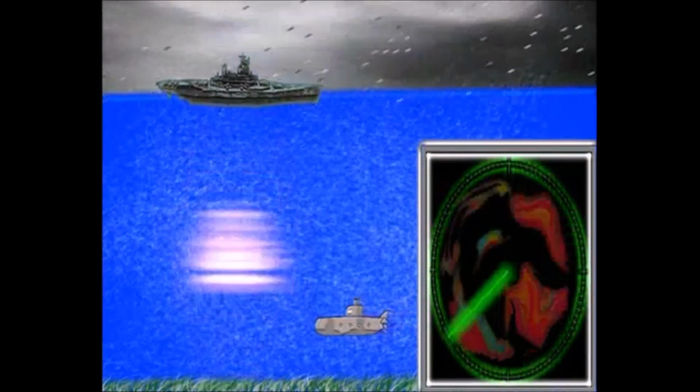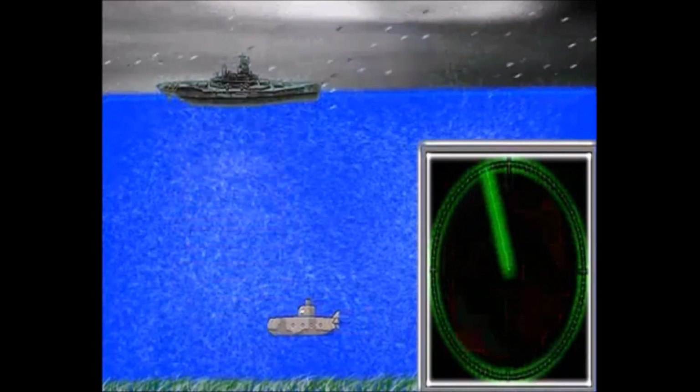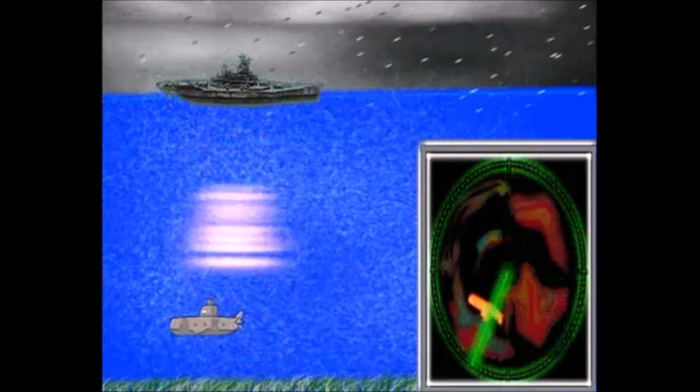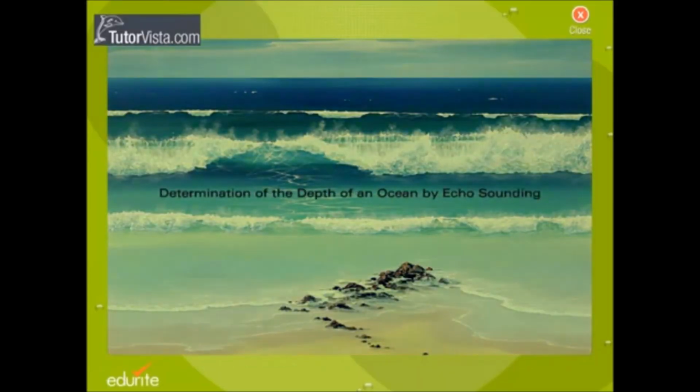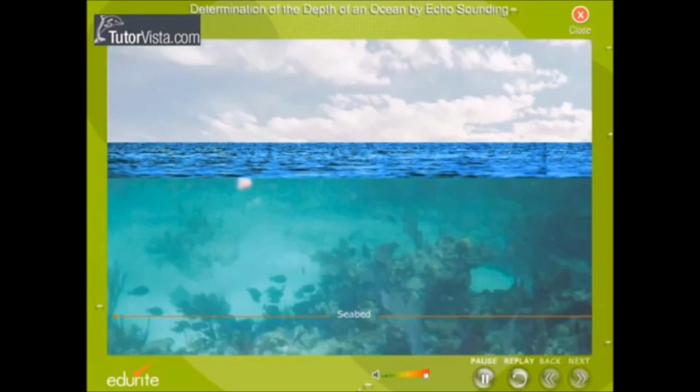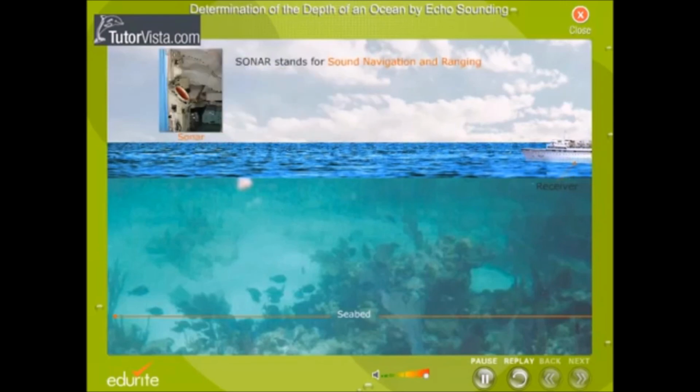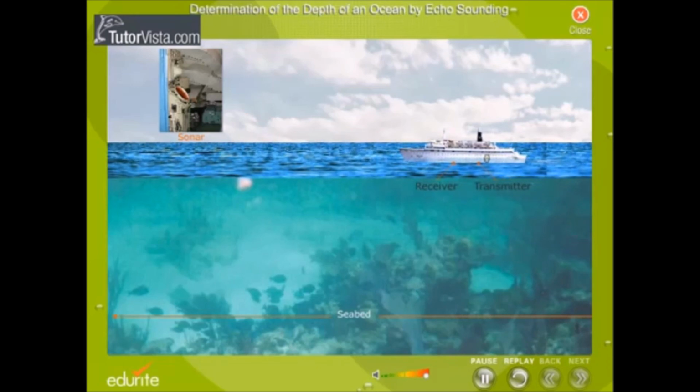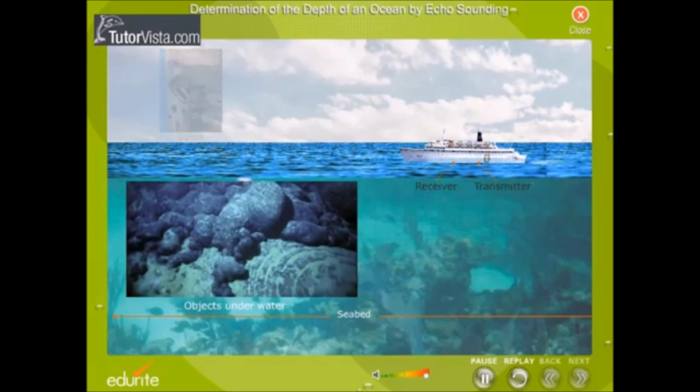Ultrasonic distance meter. Determination of the depth of an ocean by echo sounding. The depth of an ocean is determined with the help of sonar by echo sounding. Sonar stands for Sound Navigation and Ranging. Sonar is a system for detection of underwater objects by reflected or emitted sound to aid the piloting of ships. Sonar uses ultrasonic waves to detect and locate objects underwater.